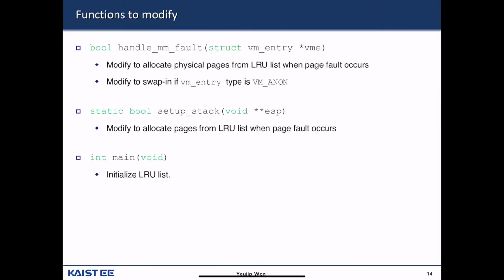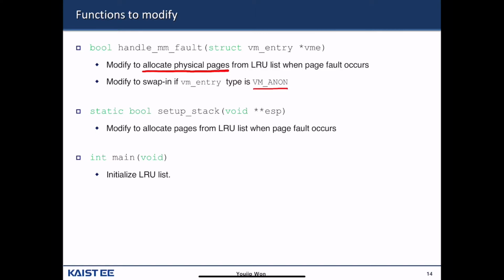There are three major functions to modify. The first one is handle fault. We need to modify handle fault to allocate a physical page frame. If we use the LRU mechanism to select the victim, then we have to select it from the LRU list when a page fault occurs. And after allocating a physical page frame, we need to modify the swapping function of the page fault handler. If the page type is VM anon, then we have to swap in the page.